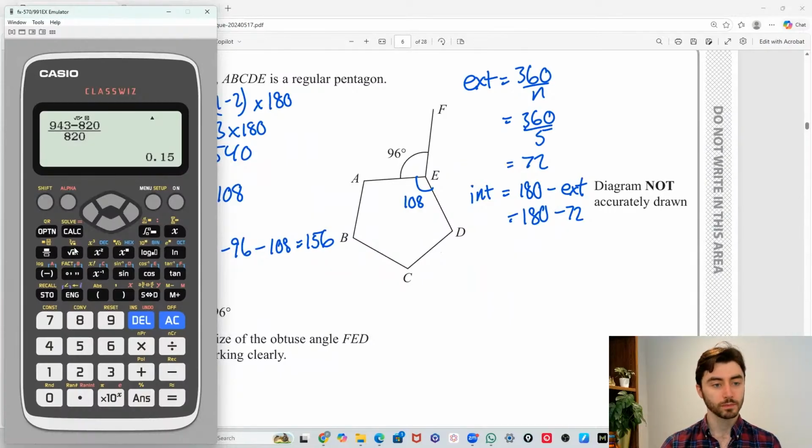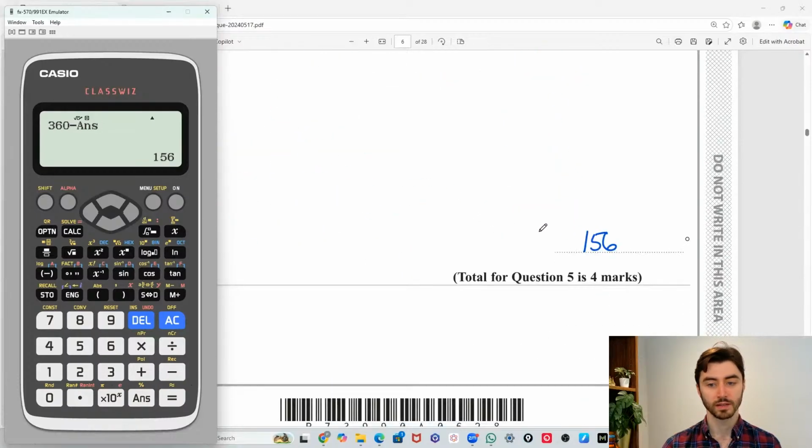Here, I know that 360 over 5 gives me exterior angles of 72. 180 minus that gives me an interior angle of 108. This one you kind of do just have to recalculate. And then 360 minus that is 156. Great.